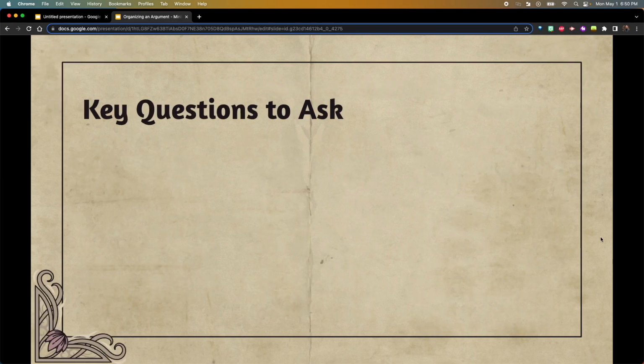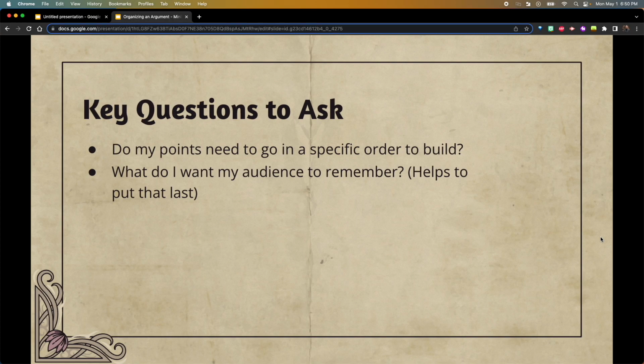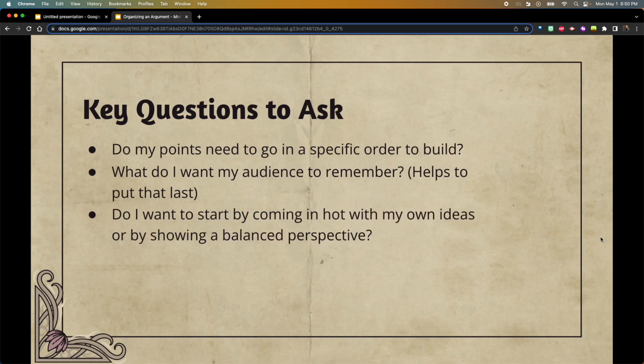A few key questions to ask when you're thinking about how to organize your argument. 1. Do my points need to go in a specific order to build? If so, order them sequentially. 2. What do I want my audience to remember? It helps to put that part last.